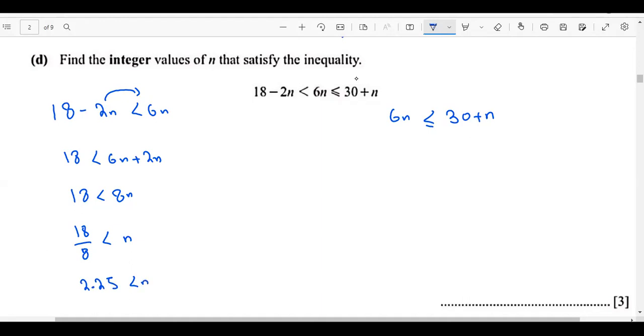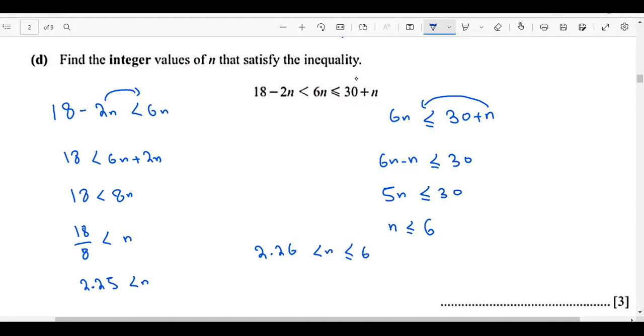All right, let's simplify the second part. So I'll take n on this side. 6n minus n less than or equal to 30. 5n less than or equal to 30, and n is less than or equal to 6. Now what do we see? I can combine this again, and this would give me 2.25 less than n less than or equal to 6. So we are not done yet. This is basically telling me that whatever n is, it would be greater than 2.25 and less than or equal to 6. I'm looking for the integer values, the whole numbers in this range.